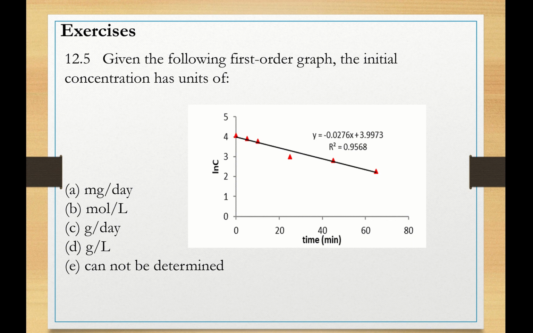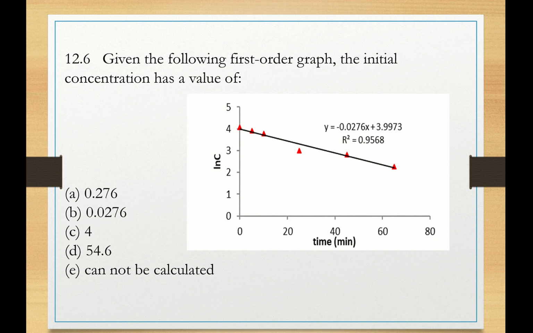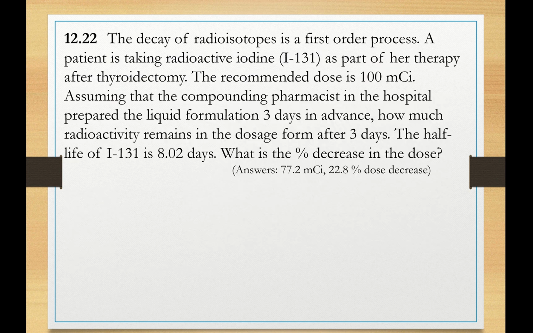Very nice. And now it is time for you to practice. In 12.5, I'm asking you to determine from the first order kinetics the units of the initial concentration. And here I'm asking you to determine the magnitude of the C0. Notice, be very, very careful. What you have over there is going to be ln C0, okay?